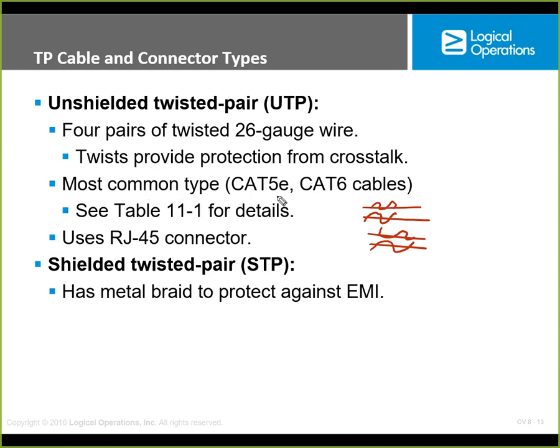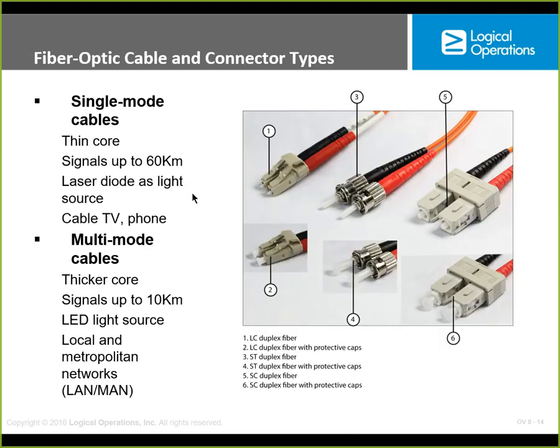The most common types now are Cat 5e and Cat 6. Table 111, which you want to have, this is from another presentation for the details. We're going to have some details of these things. Shielded twisted pair has a metal braid around it, so it actually has a shield, and it's going to be a little bit more resistant to noise.